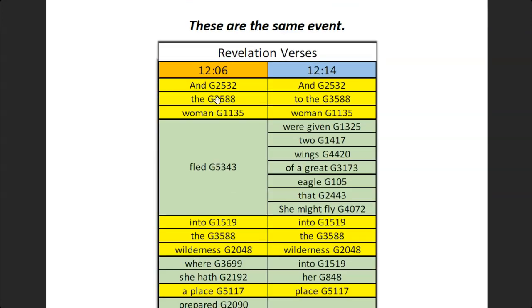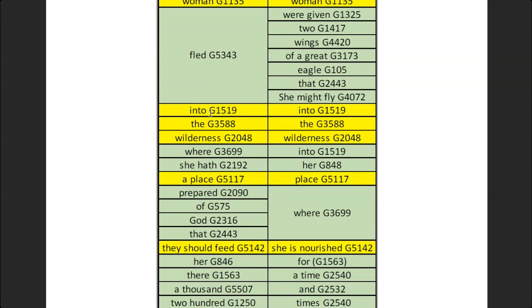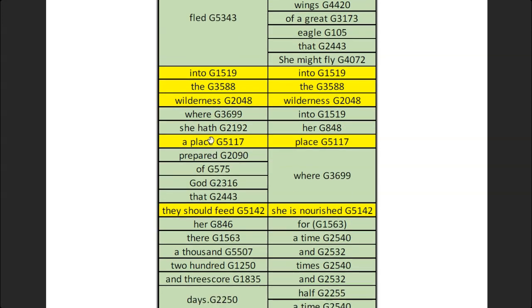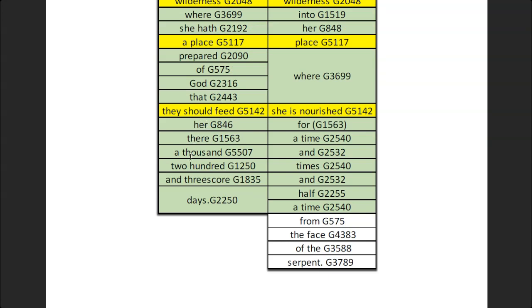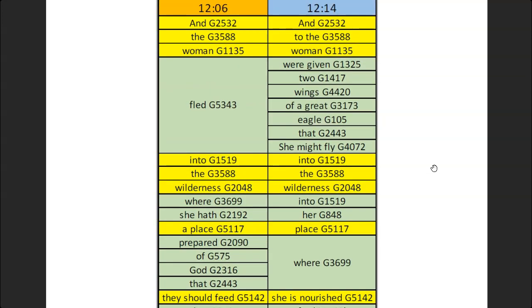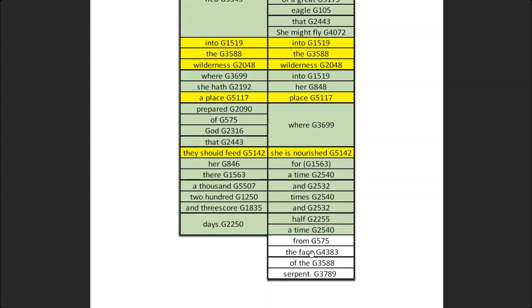And the woman fled. And to the woman were given two wings of a great eagle that she might fly. And of course, there were no airlines back then, and Israel, they don't have wings. This is symbolically saying she fled, right? She might fly. She's taken off. Where? Into the wilderness, into her place, prepared of God, that they should feed her. Where? They should feed her. Same word, right? For how long? 1,260 days. 1,260 days. It's the exact same event. That's what this is. Okay? We just get a little more detail. This is saying that Rome is getting resistance and can't persecute anymore.